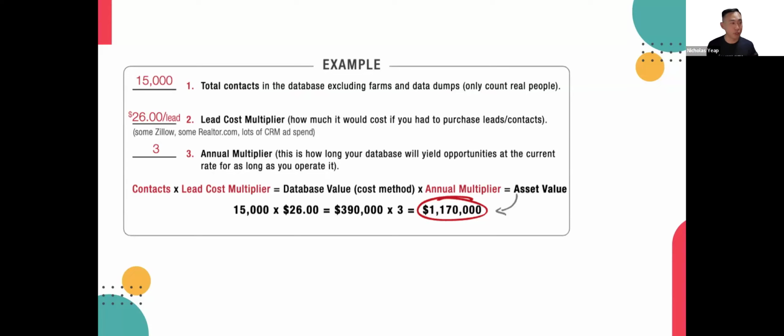So let's put an average of a 3-year annual multiplier. If you have 15,000 contacts times $26, that would equal 390,000 in terms of your database value. And you times it for 3 years, so you are sitting on a 1.17 million asset value. So this is among the property that you actually own. Your phone, your contacts, your database is actually worth 1 million that you're sitting on right now.